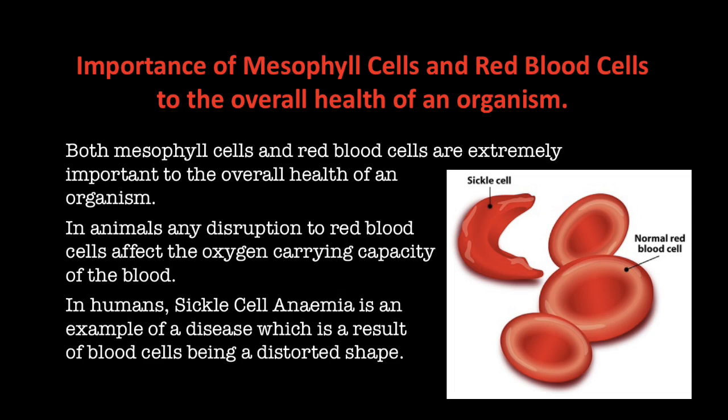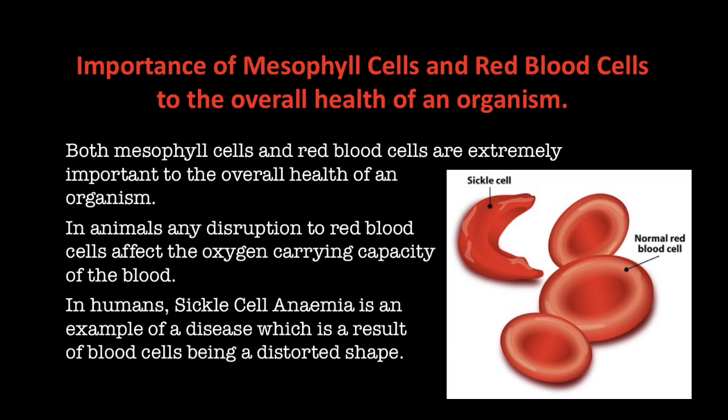Red blood cells and mesophyll cells are extremely important to the overall health of an organism. In animals, any disruption to the quantity, shape, or life cycle of red blood cells can affect the oxygen carrying capacity of the blood. In humans, sickle cell anemia is an example of a disease which is a result of red blood cells being a distorted shape.